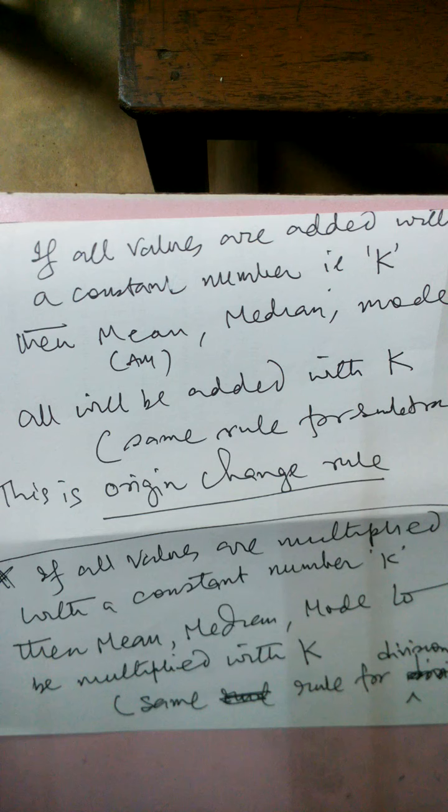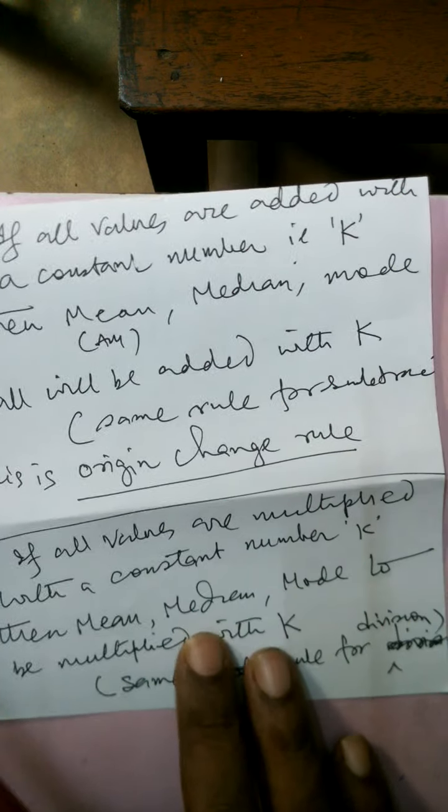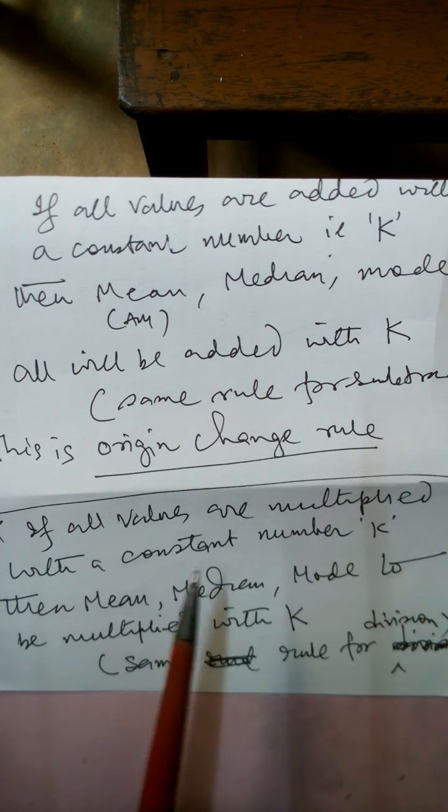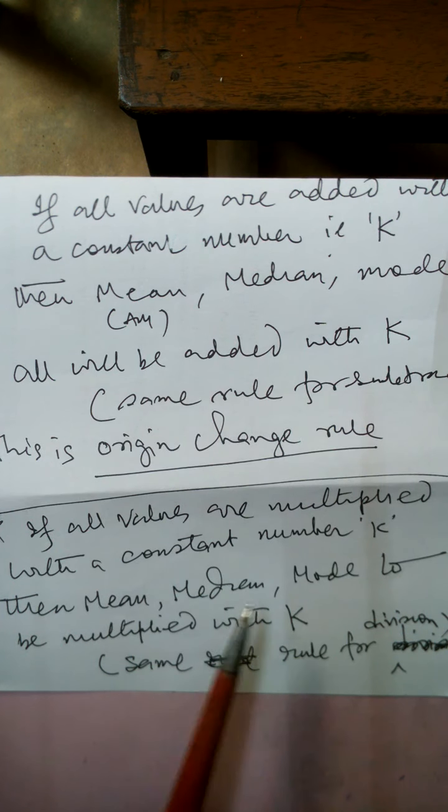If in the given data all figures are increased by the same amount, that same amount is called origin change. And the other idea is if all values are multiplied with a constant number k, then the mean, median and mode will also be multiplied by k. The same goes for division. If you multiply all the figures by the same constant number, then the mean, median and mode will also be multiplied by the same constant. And if you divide all the figures by the same amount, then the mean, median and mode will also be divided by the same amount.